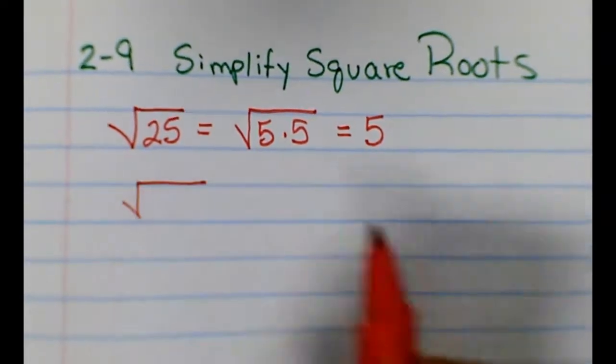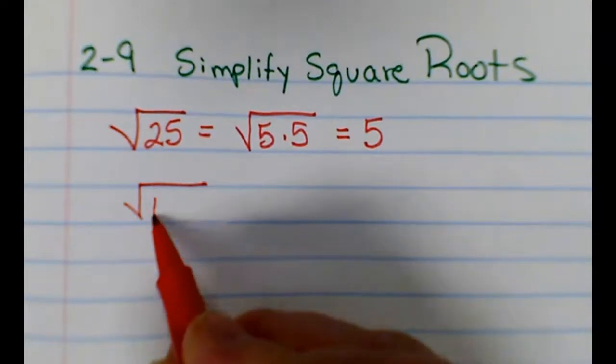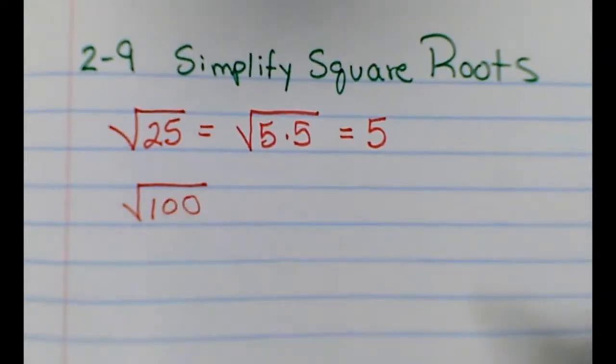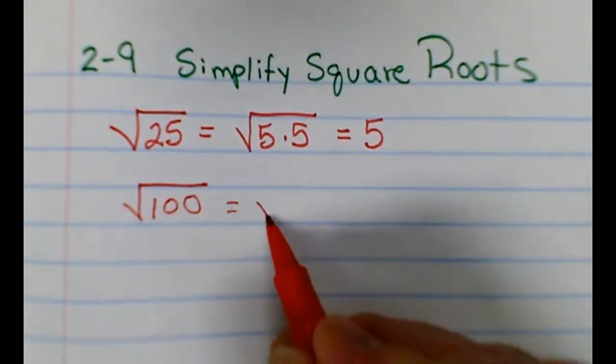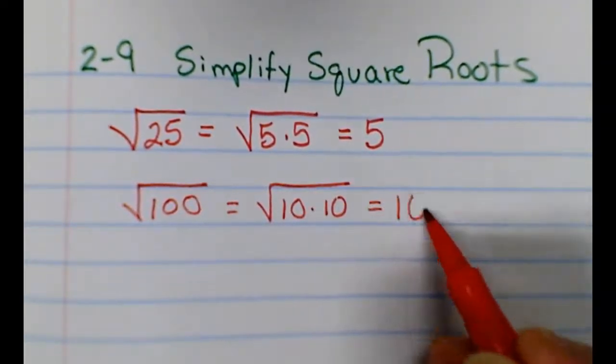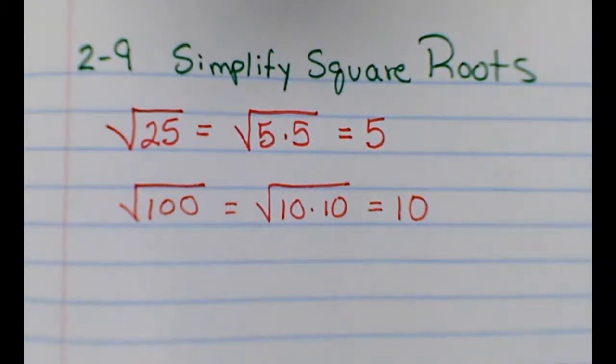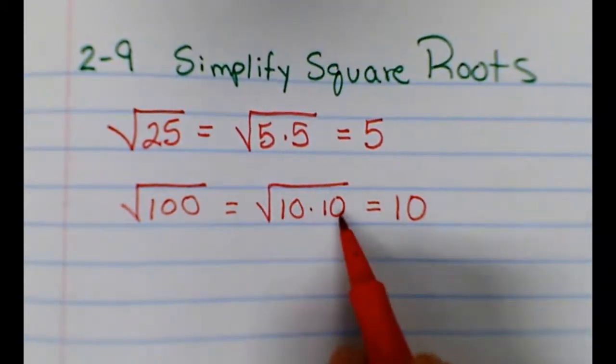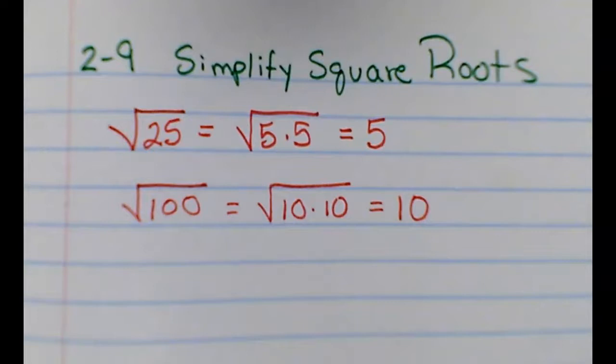The square root of 100 is 10, because the square root asks you what number got multiplied by itself. What is the pair of numbers that multiplies to get 100?